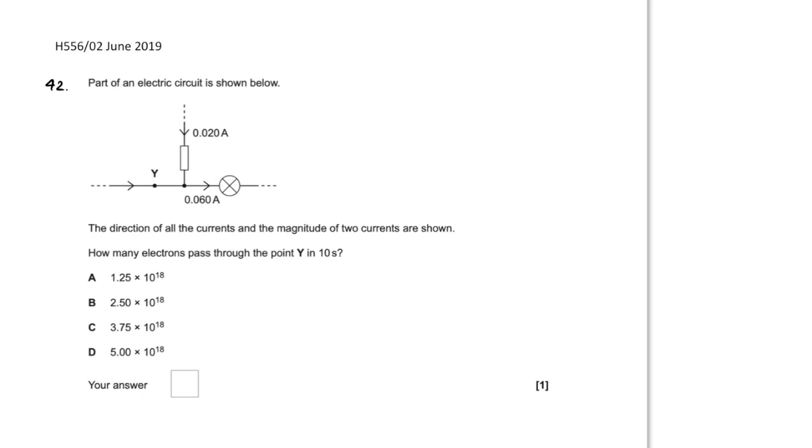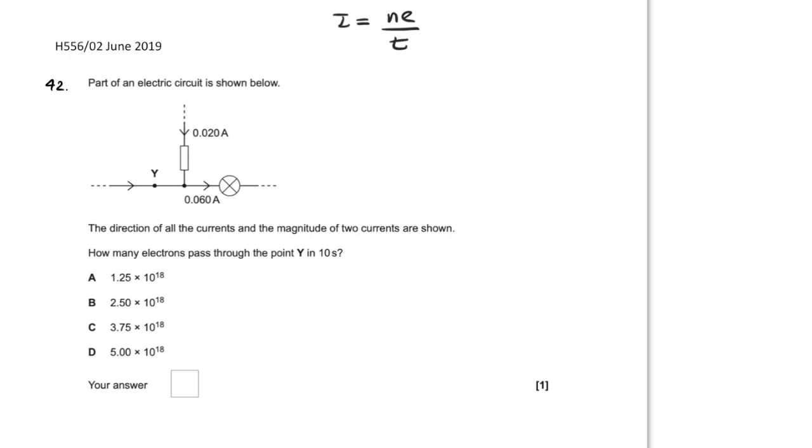For question number 42, we are given a part of an electrical circuit shown below, and the direction of all the currents and the magnitudes of the 2 currents are shown. How many electrons pass through the point Y in 10 seconds? So this formula is quite simply I equals Q over T. Now Q can be written as N E, the number of electrons times the charge on electrons.